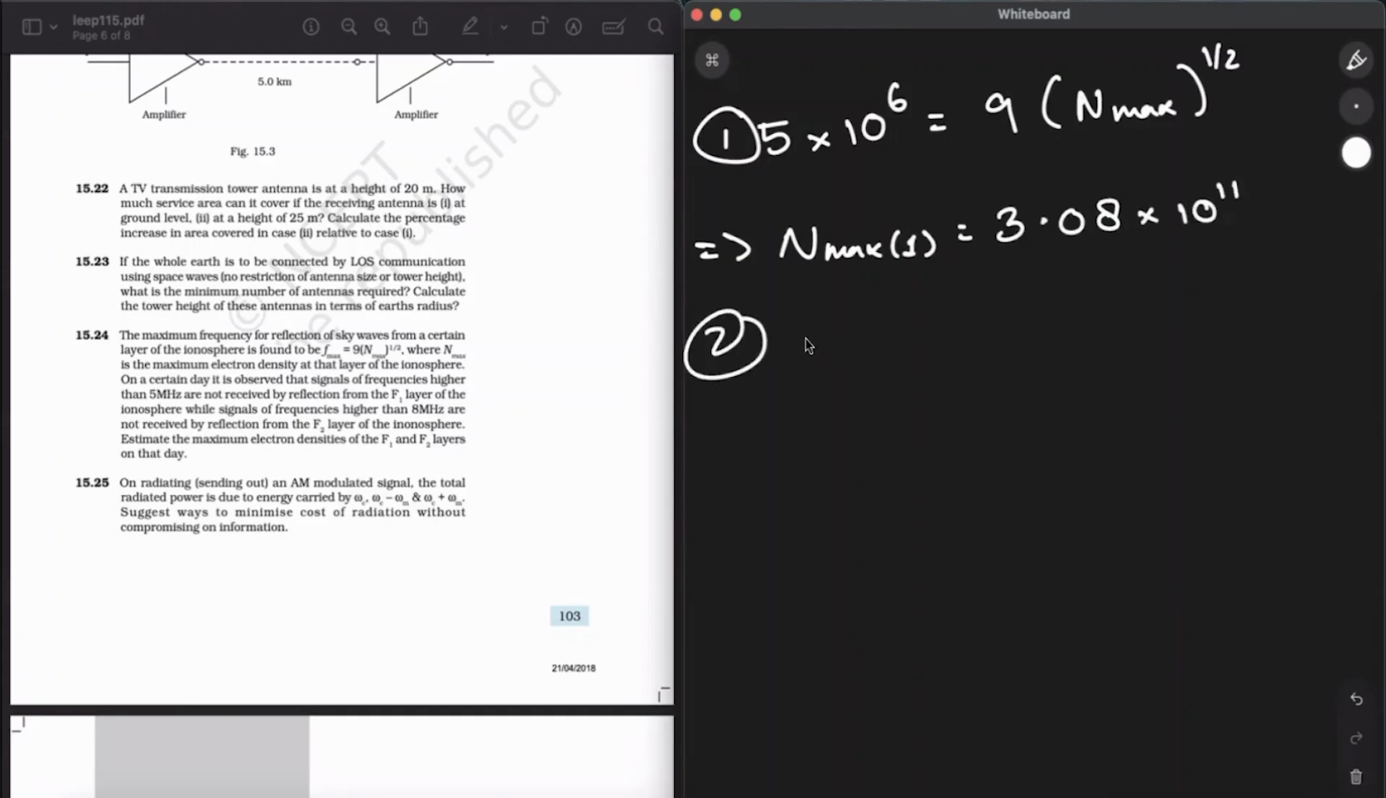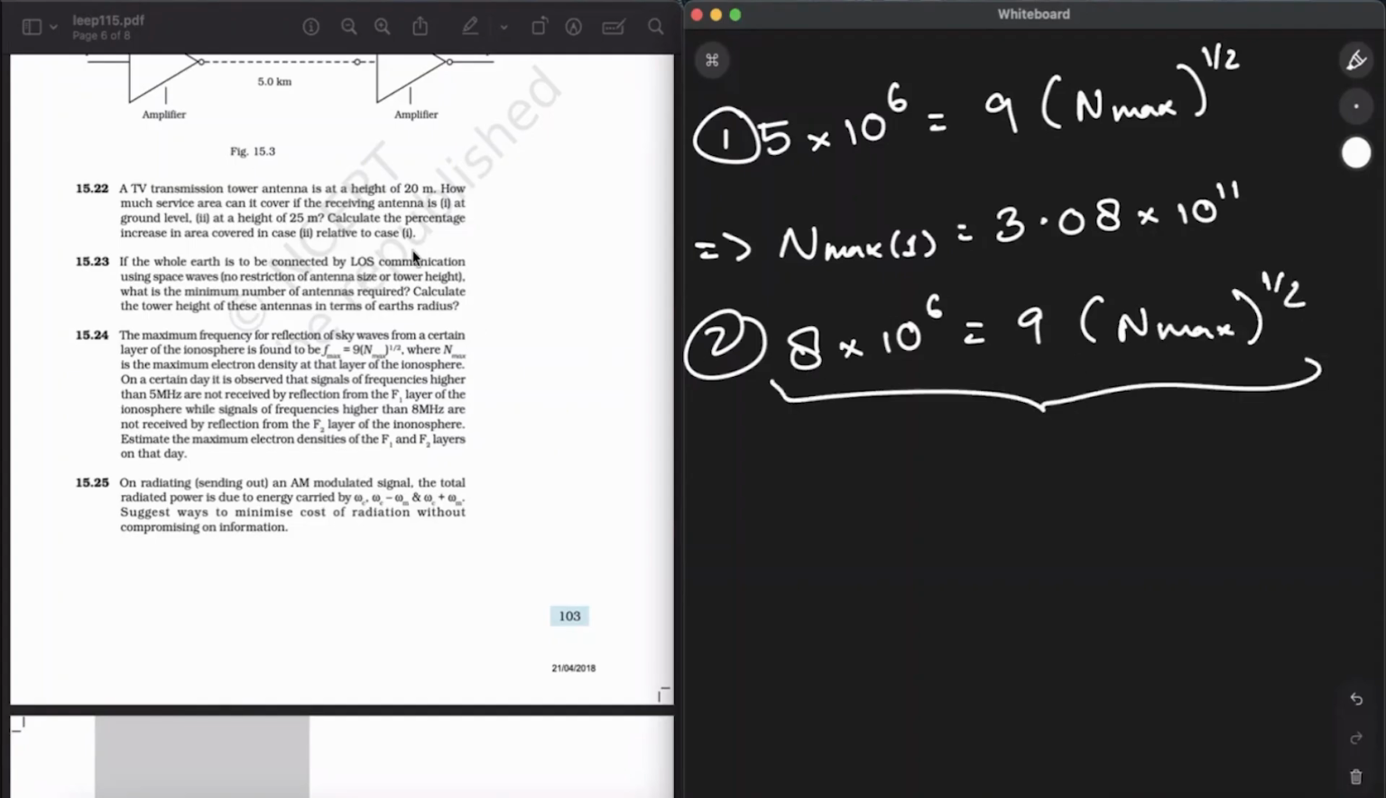Similarly for layer 2, the maximum frequency that is there is 8 megahertz. This is not a formula I have taught you. This formula has been given in the question itself, and you just have to put in the correct values in it. So 8 into 10 to the power of 6 divided by 9, and the answer squared will be 7.9 into 10 to the power of 11. So N max for layer number 2 will be 7.90 into 10 to the power of 11. So that is the electron density.